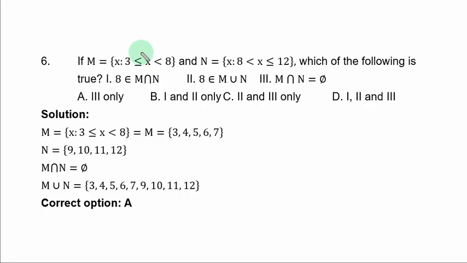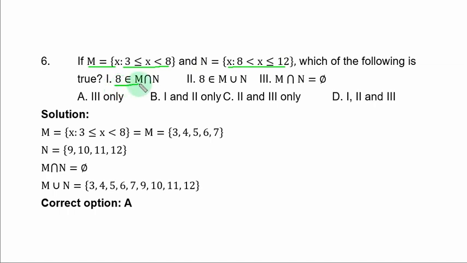Question 6. If M is equal to {S such that 3 is less than or equal to S less than 8}, and N is equal to {S such that 8 is less than S less than or equal to 12}. Which of the following is true?